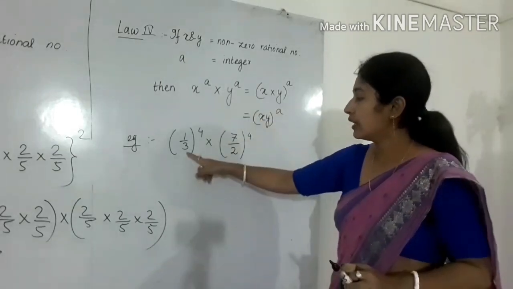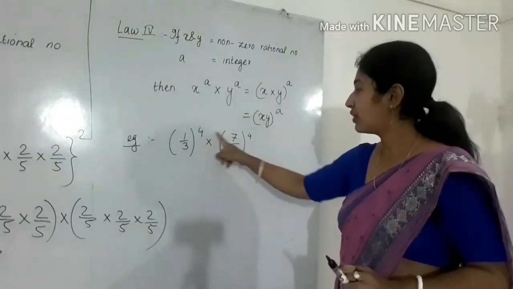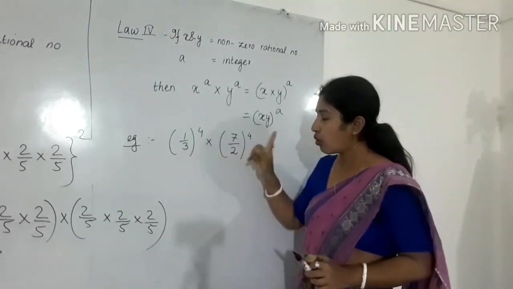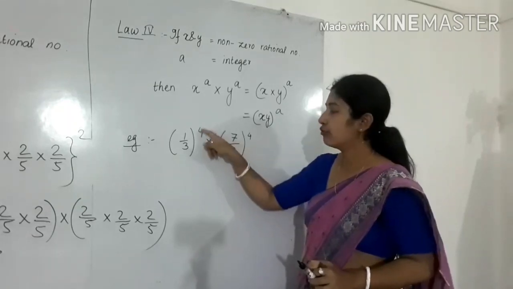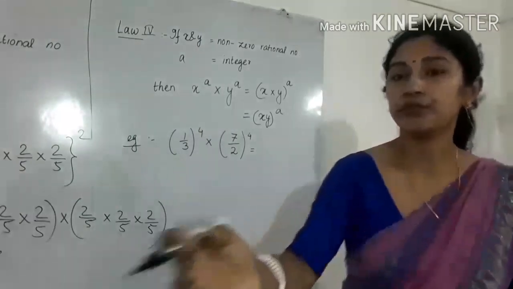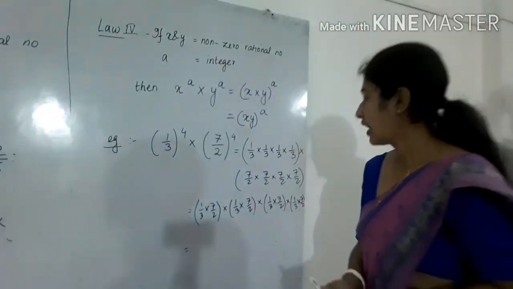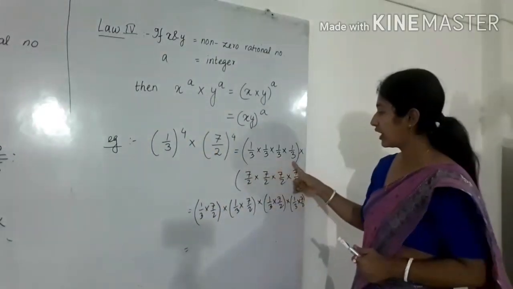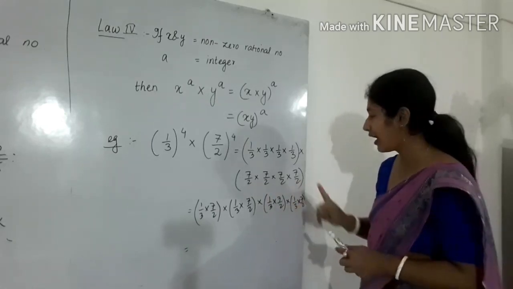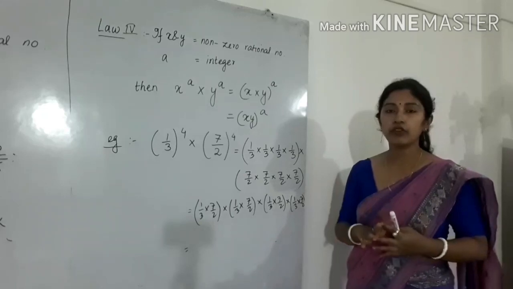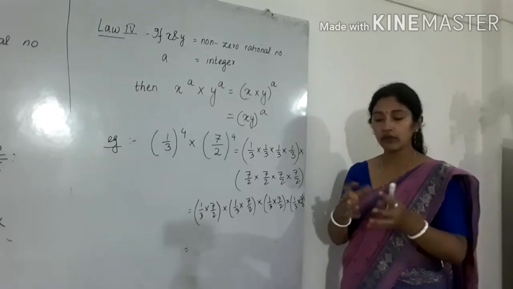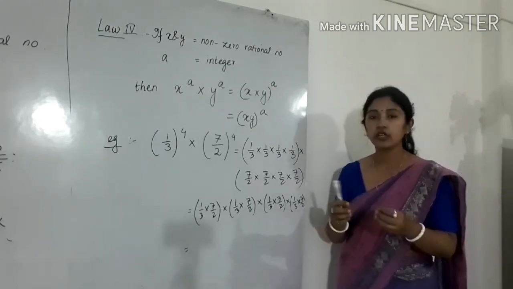So for example, here see, the base is different but power is same. So what do we have to do? We have to multiply the base terms, whole raised to the power 4. So see, I will describe it. As you can see, 1 by 3 you have to write 4 times, it will be multiplied 4 times. Similarly 7 by 2 will be multiplied 4 times. So what I have done, see, all the terms are multiplied with each other. So we can take any two terms and multiply the two terms with each other.